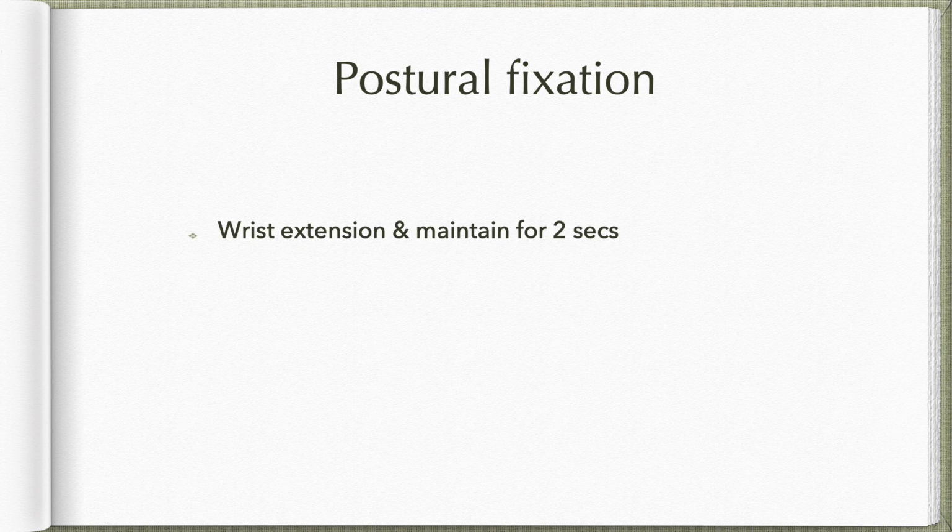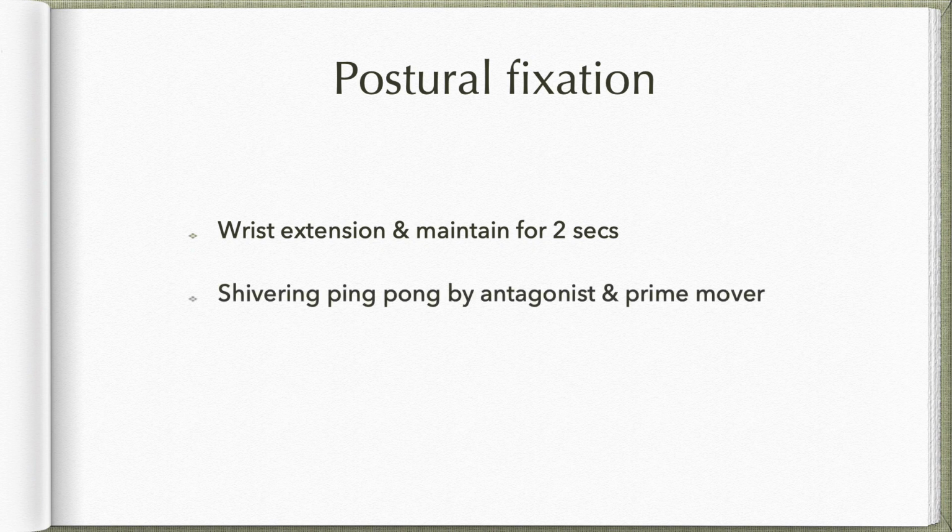So the electromyographic records showing this alternating mild contraction of the antagonist and the prime movers is described as shivering ping pong. If the prime movers were to be contracting alone, very soon spontaneous tremors would set in because of the viscoelastic property of the muscles. Instead, this alternating contraction of the antagonist and prime movers will not only help in maintaining the fixed position of the joint, but it will also prevent the onset of tremors.